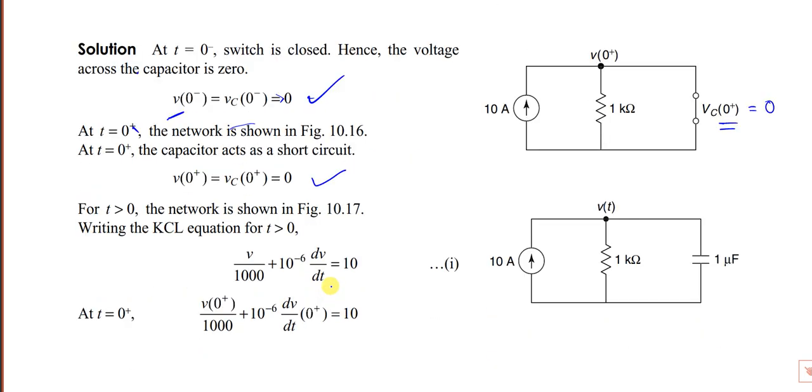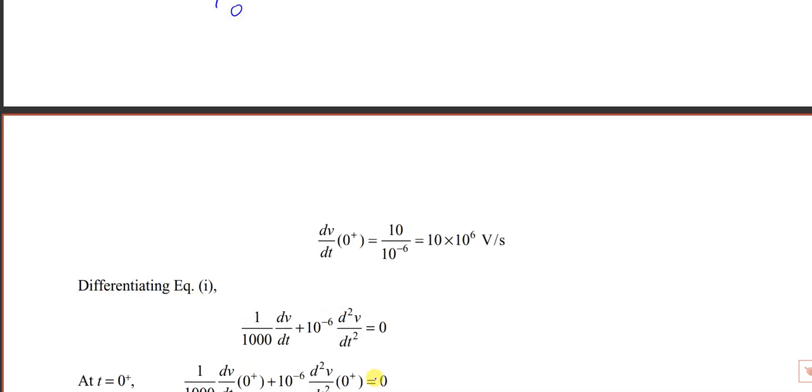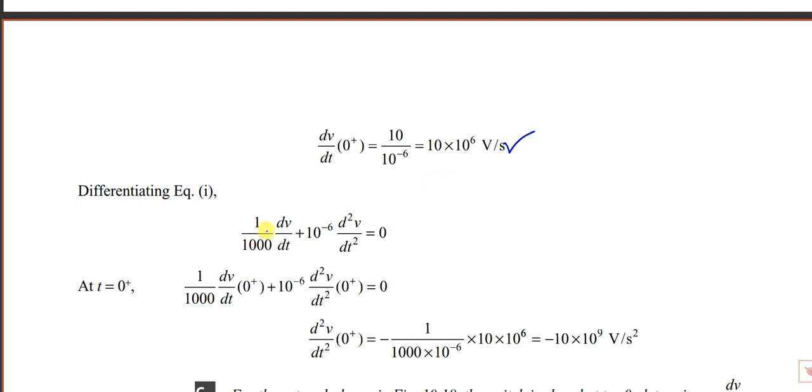For t greater than 0, you have to apply KCL. The current going to the node is 10. The current leaving the node is V by 1000, that is in the resistance, voltage by resistance, and it is C into dV by dt. The C value is 1 micro, micro is 10 power minus 6. So dV by dt is equal to, since V of 0 plus is 0, 10 divided by 10 power minus 6. It is equal to 10 into 10 power 6. This answer is correct.